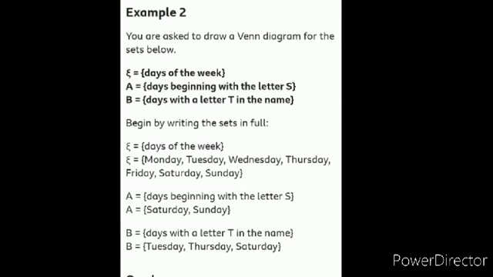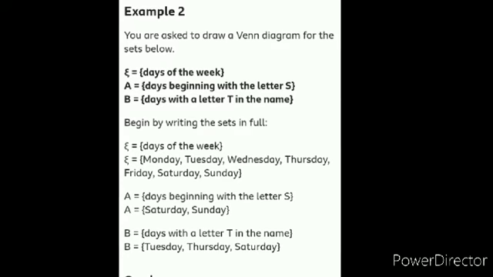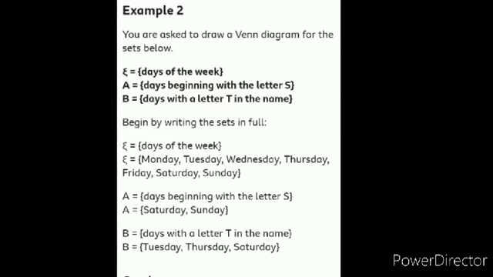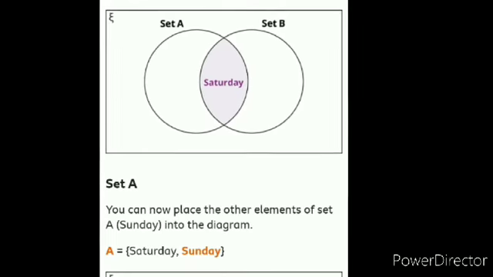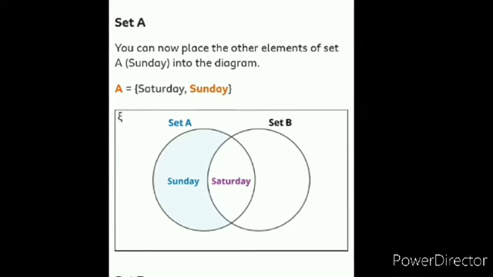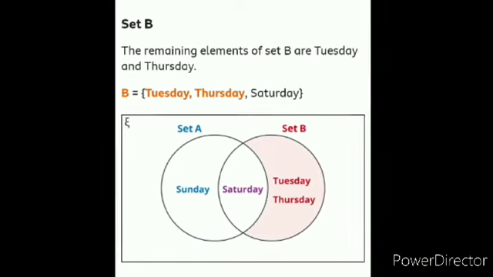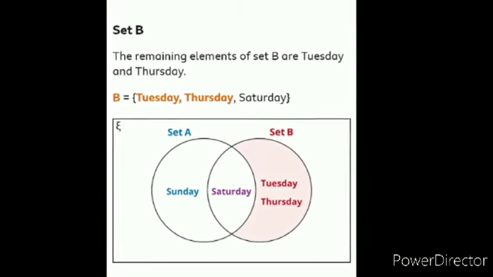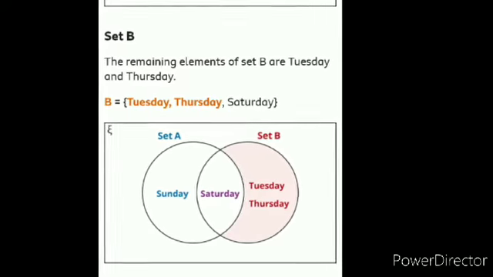You see, Saturday is the only element that both starts with S and contains a T. It goes in the overlap, because Saturday is common in set A and set B. If we want to represent set A, in set A there are only two elements, Sunday and Saturday. And here set B has Tuesday, Thursday and Saturday. So set B represents Saturday, Tuesday and Thursday.